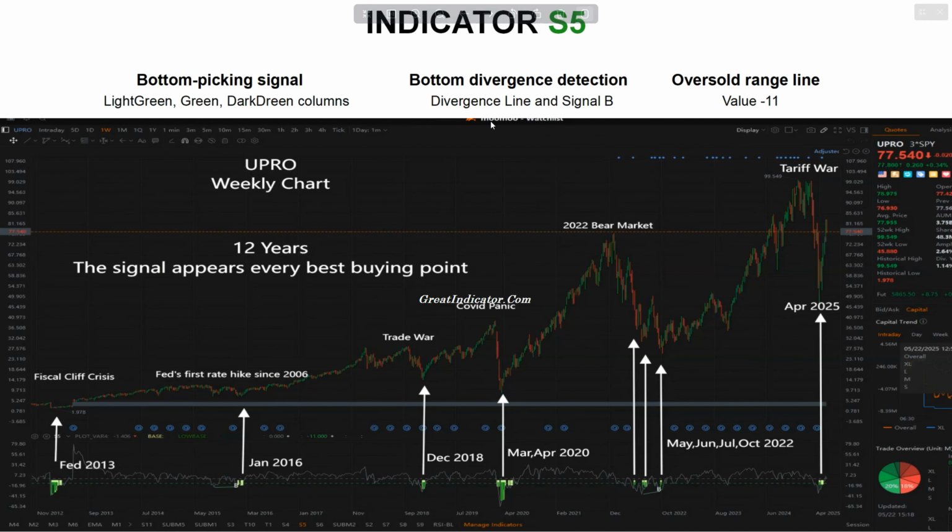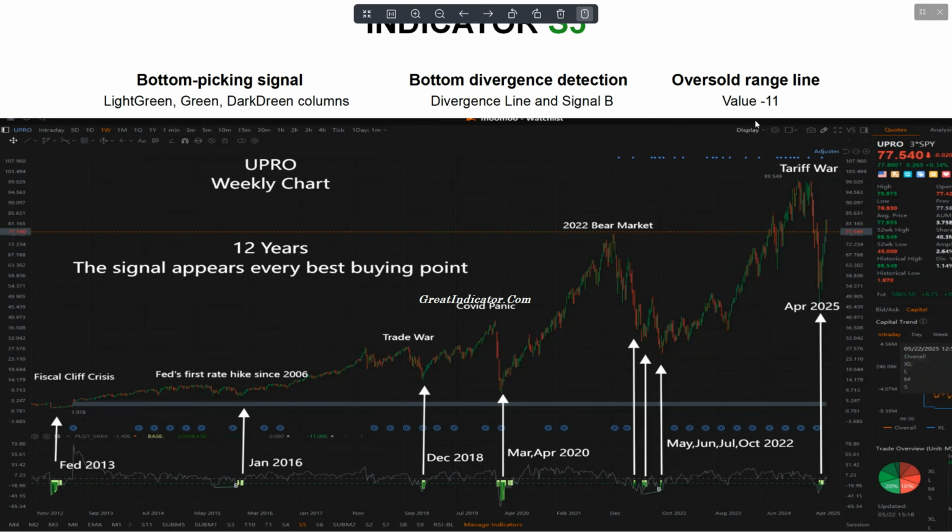Okay, let's look at the bottom divergence detection. When the price hits a new low, but the signal line rises to form a bottom divergence, it indicates a possible reversal. You can buy in batches. This is at the daily level. We will introduce it in detail later.